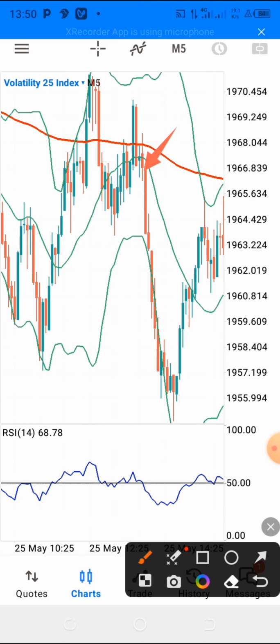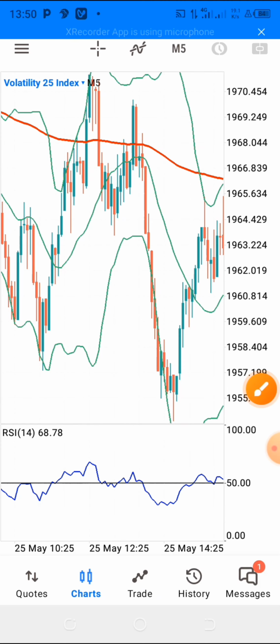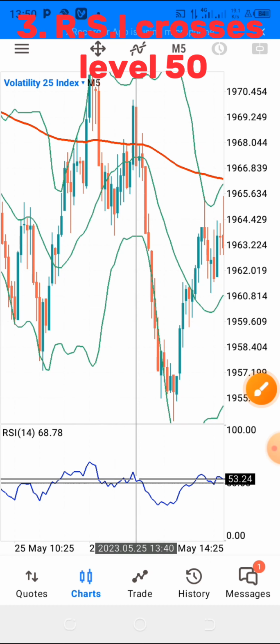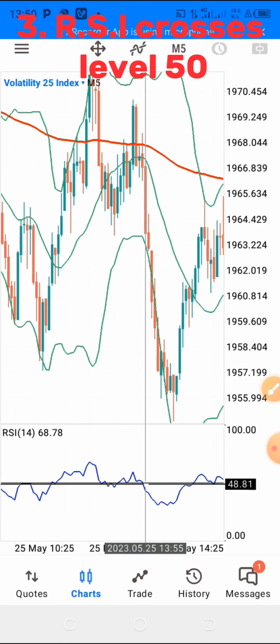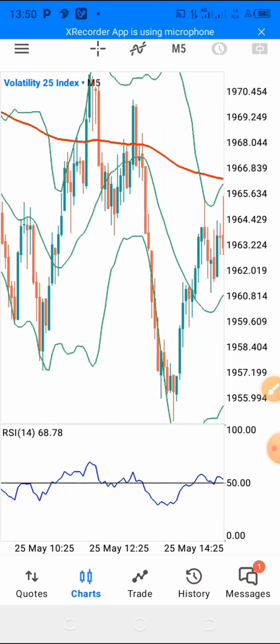We then have to check on the RSI. We wait for the RSI to go below the what? To go below level 50. When RSI goes below level 50, we then take our sell. Basically, that's it. So let's talk about the stop loss and the take profit.